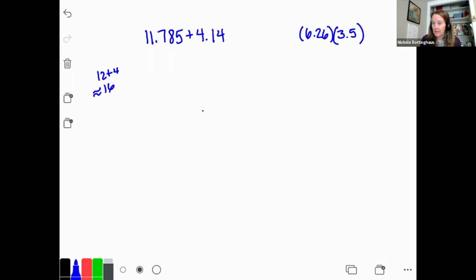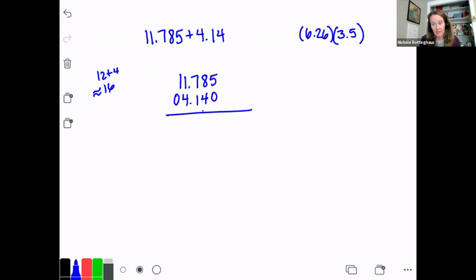All right, now let's go ahead and do the addition. When we're adding decimals, we need to line up the decimal point. And so I'm going to set this up vertically and line up my decimal point. Now I've got some empty spaces, so I'm going to go ahead and put a zero there. And you could put a zero out in front too, but you don't have to.